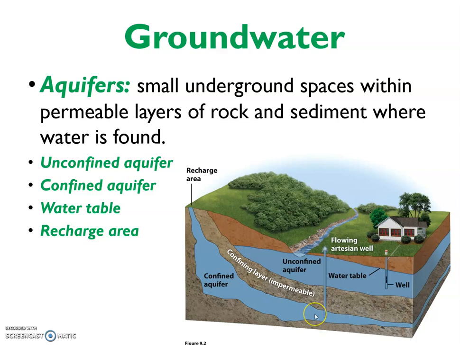And confined aquifers are under a lot of pressure, so the water has been there for tens of thousands of years, and if you put a well in there, it will just start flowing to the surface because of the great pressure, and that's called an artesian well.